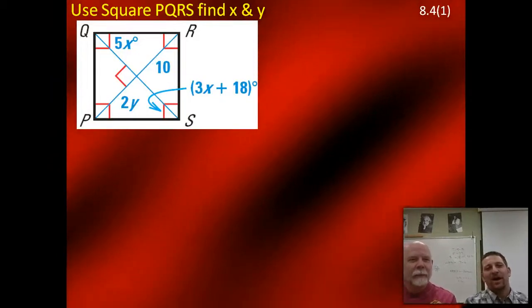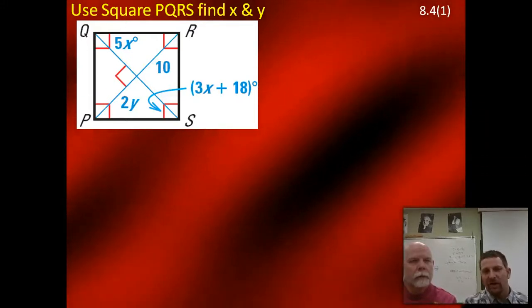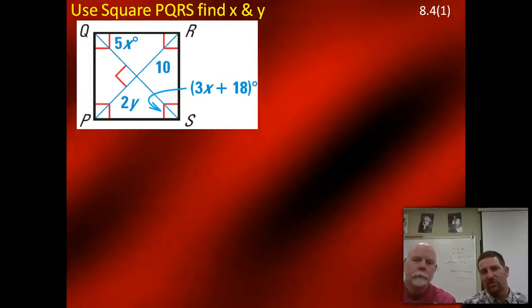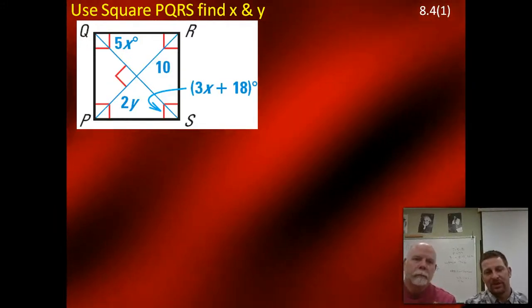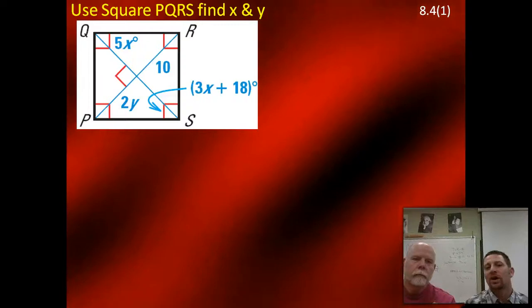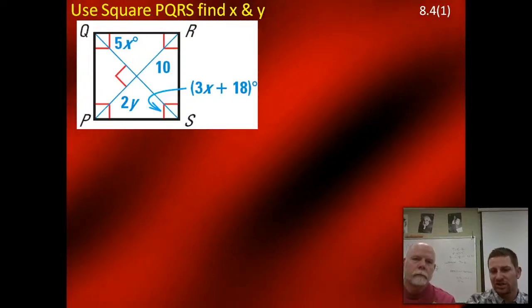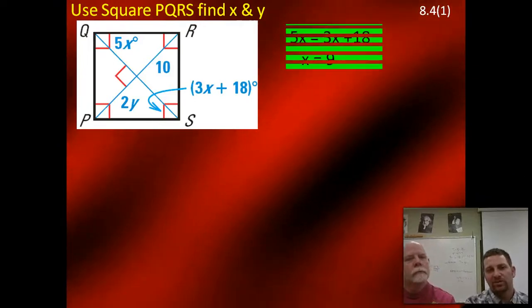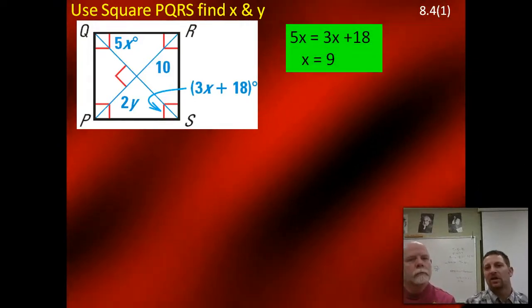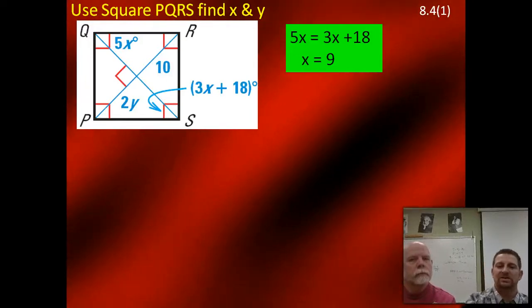All right, so now use square PQRS to find x and y. If we know that this is a square, then the rules of the square say that all four sides are congruent, and that there are four right angles, and also since a square is part rhombus, that means that 5x and 3x plus 18 are congruent to each other because the diagonals of a rhombus bisect the opposite angles. So when we set this up, we go 5x equals 3x plus 18, then minus the 3x to the other side, and you get 2x equals 18 and x equals 9.